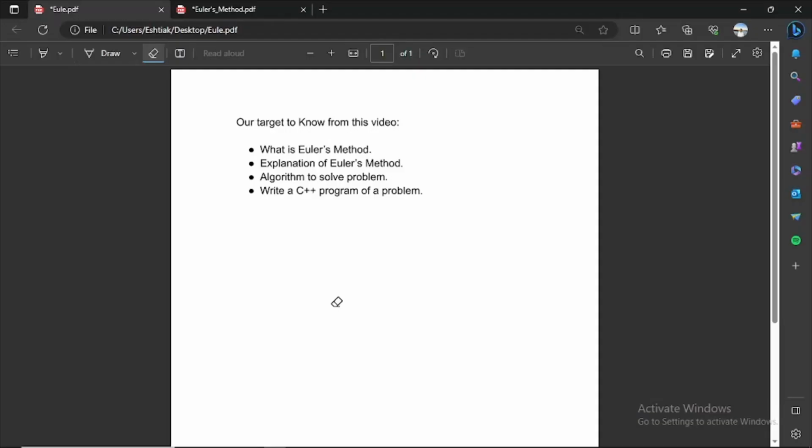In this video, we are aiming to achieve better knowledge about Euler's method, and we have built an algorithm. We have written a C++ program of a problem, and it will generate a beautiful set of numbers. Our target in this video is to know what Euler's method is, an explanation of Euler's method, an algorithm to solve the problem, and to write a C++ program of a problem.